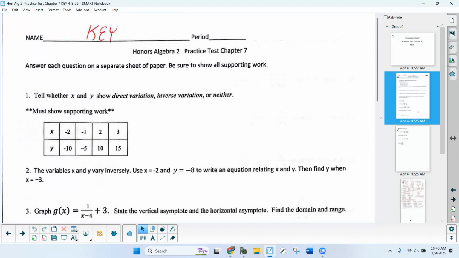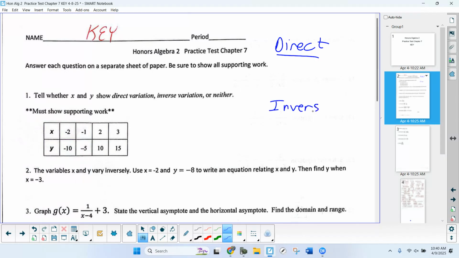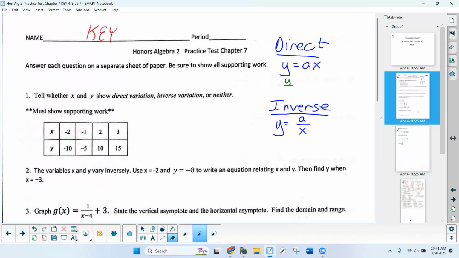All right. Problem numbers 1 and 2. As I stated the other day, I would write at the top of my quiz or test: what's the formula for direct? y equals ax. What's the formula for inverse? y equals a over x. And then to solve for a, what would you have to do? You would have to divide by x, so y divided by x equals a.